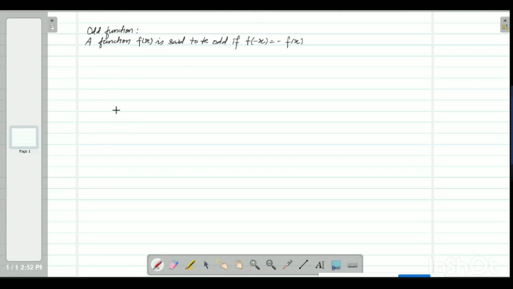So in the graphical approach, how will you define an odd function? An odd function is symmetric about the origin. In the last lecture we have seen that an even function is symmetric about the y-axis, but an odd function is symmetric about the origin.